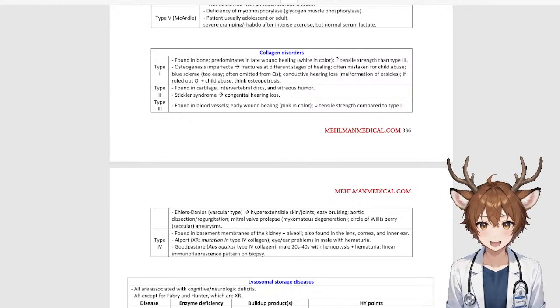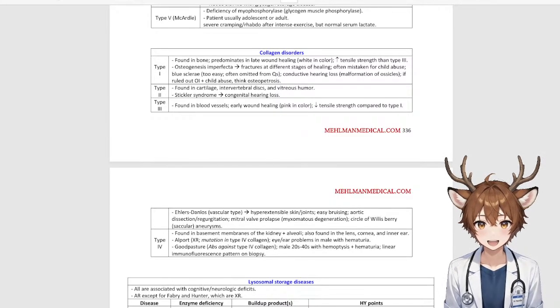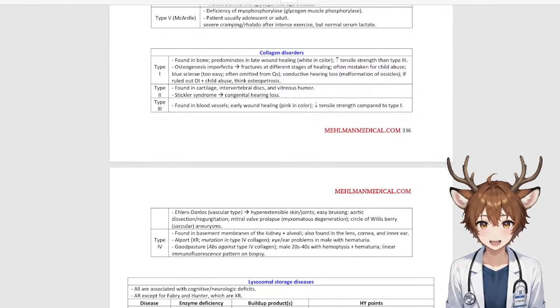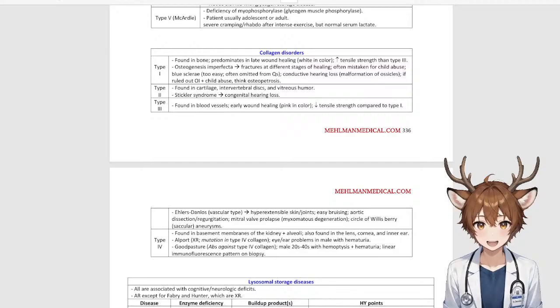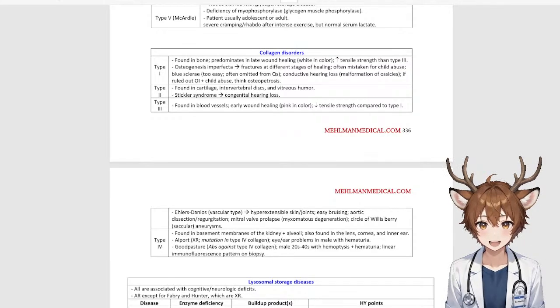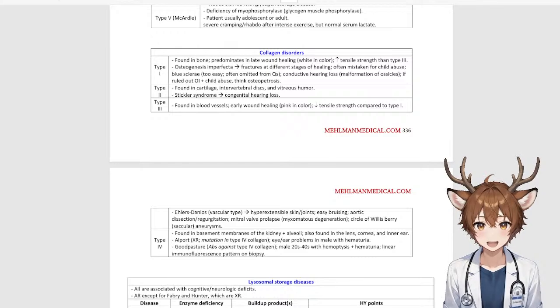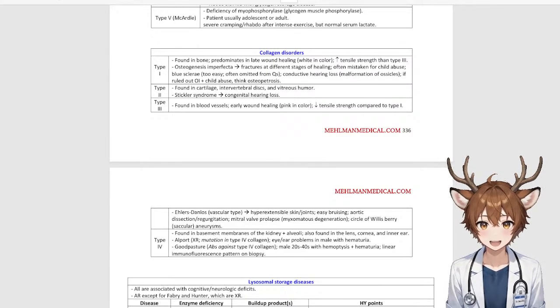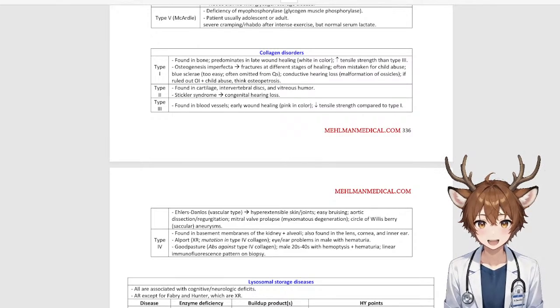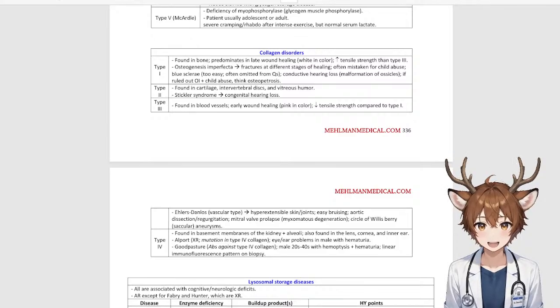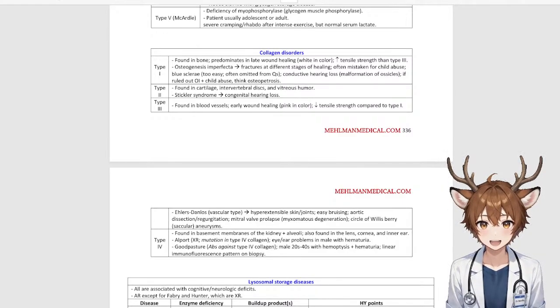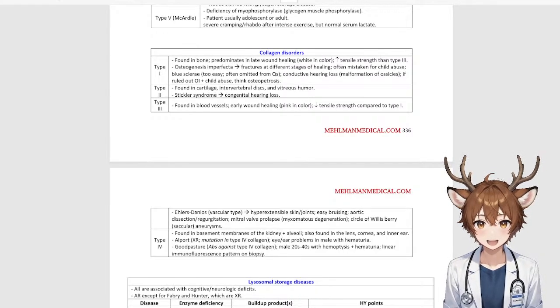Blue sclera, too easy, often omitted from questions because, again, it's too easy. We can't just tell you what the answer is. We have to make it complicated for you to figure out based off of things that are not as distinguishing. In the real world, you'll see, this person has blue sclera. Clearly they have osteogenesis imperfecta. We can't have it be that easy. We have to make sure that you have to go work for the answer based on all the other kinds of symptoms.